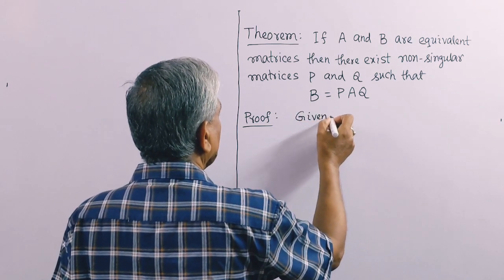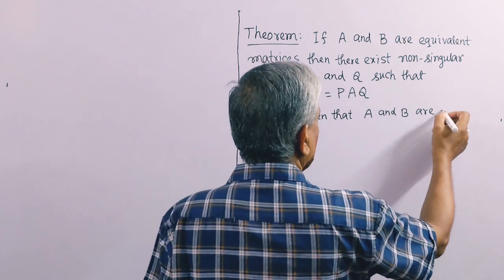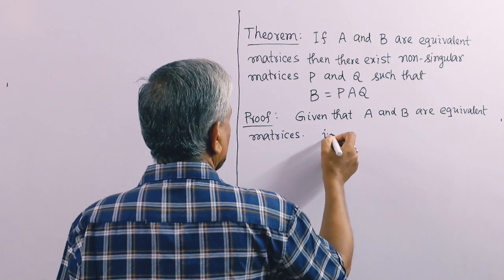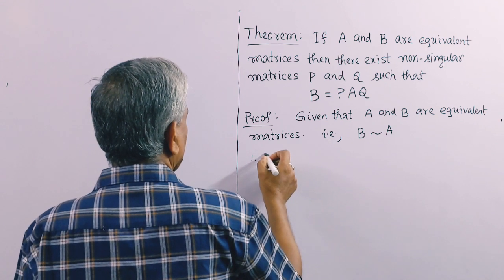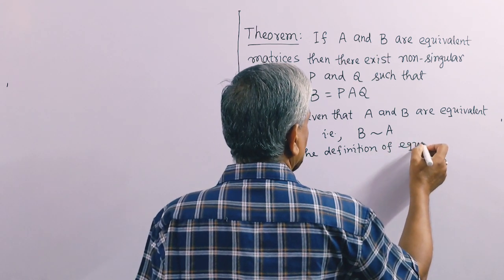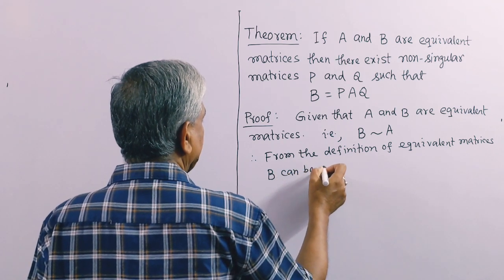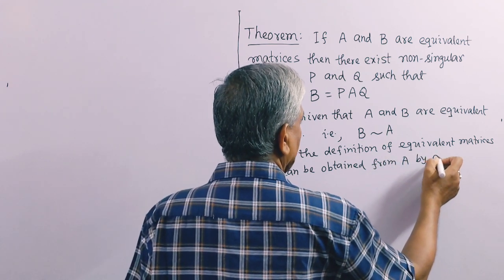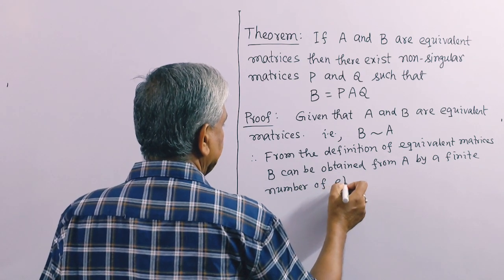Given that A and B are equivalent matrices, that is, B is equivalent to A. Therefore, from the definition of equivalent matrices, B can be obtained from A by a finite number of elementary transformations.